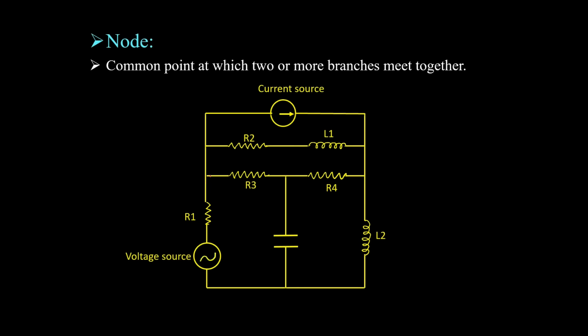Here these two branches are meeting together, so this point can be considered as one node. You can see here also we have three branches connected together: R3, R4 and C. So this point can also be treated as one node. And if you come here, R4, L2, L1 and the current source, all these branches are connected at this point, so you can take this also as a node. Similarly, here R2 and the current source are both connected, so this can be a node and this can be a node. Finally, this will be called the reference node.